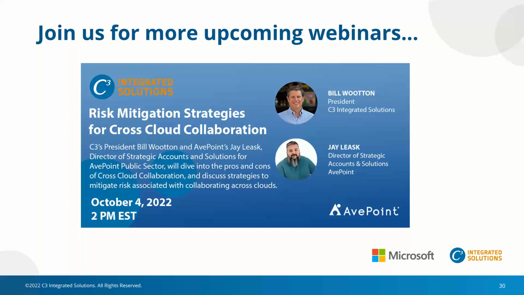Our good friend Jay Leask over at AvePoint is going to come in. We're going to talk a little bit about their governance product, which gives a little bit of additional capability at the workspace level, the team and the site level, to be able to automate some of those configurations and be able to do some of these things at scale. Really great solution. Really excited to have Jay talk about it.